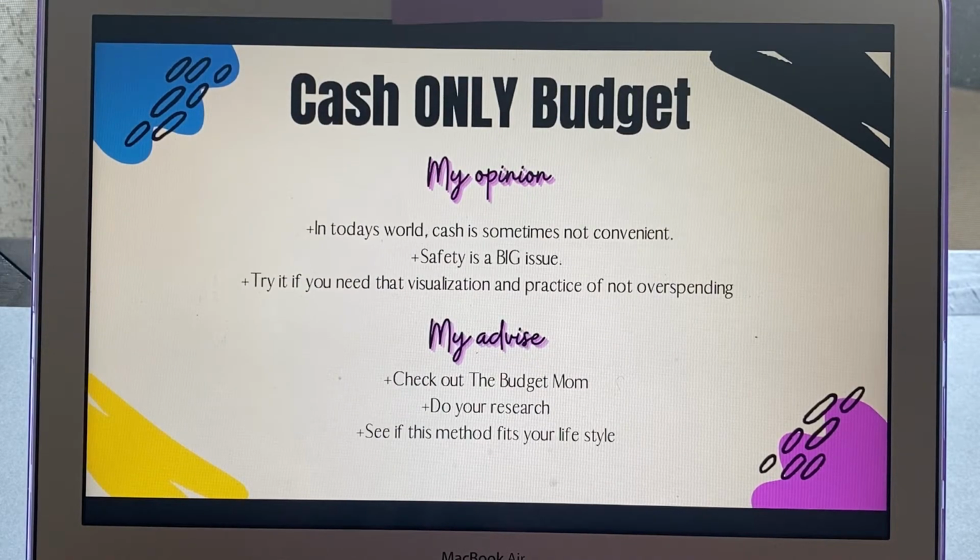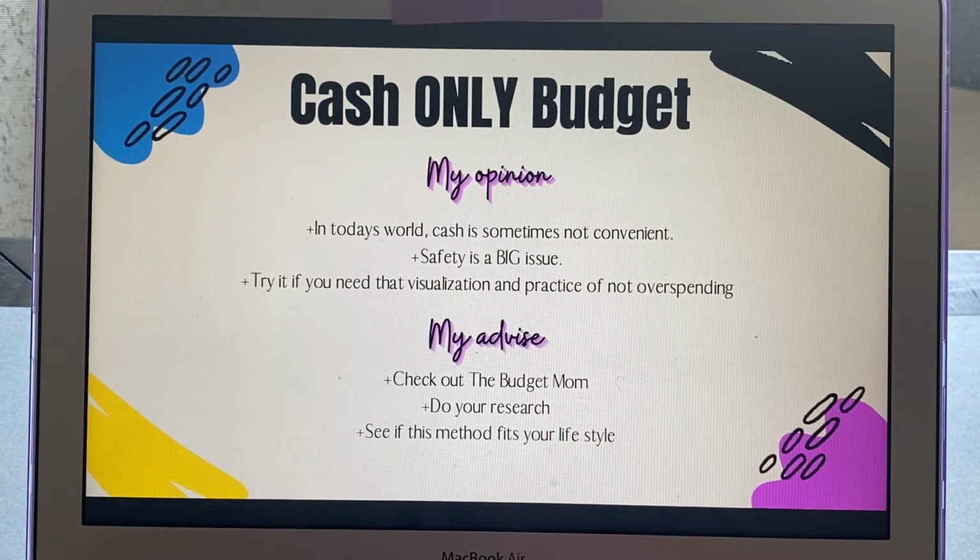The next thing we have is the cash only budget still. So in my opinion, in today's world, cash is kind of inconvenient. There are a lot of places, like I already said, that don't accept cash, and sometimes you don't want to be fidgeting with cash when you're on the go. You've got to get in, get out real quick, and it's really hard to be at that register trying to count up the coins or the dollars to pay for whatever you need.